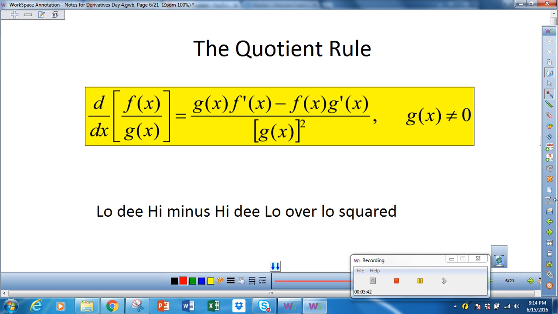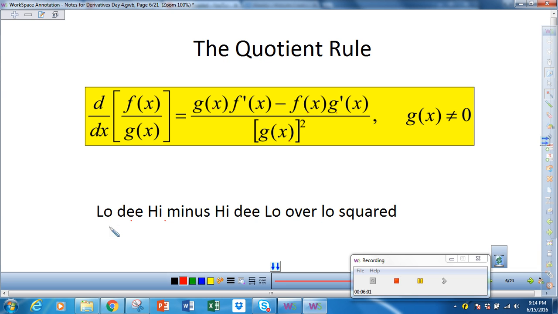Now, the quotient rule is a little bit more complicated, but it's basically the same thing. If I have f of x divided by g of x, it's g of x times f prime of x minus f of x times g prime of x, all over g of x squared. And there's a mnemonic device to help you remember that: low d high minus high d low over low squared.